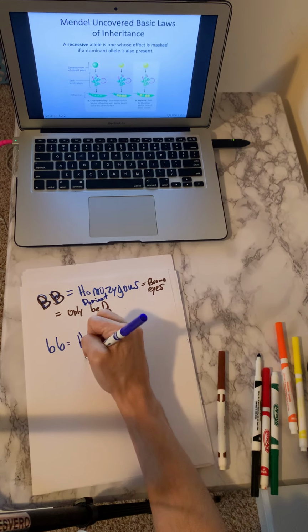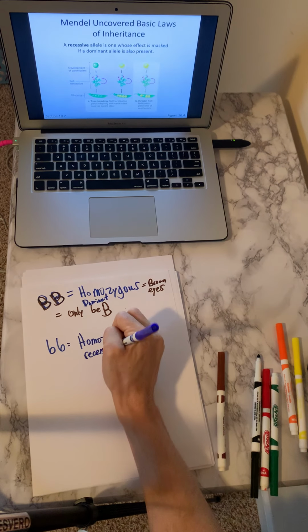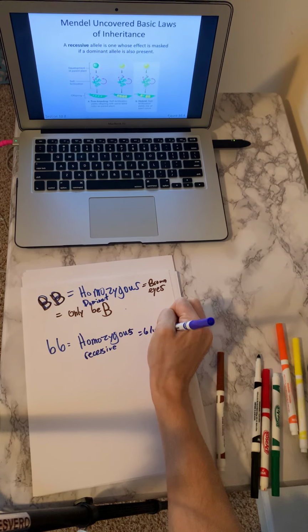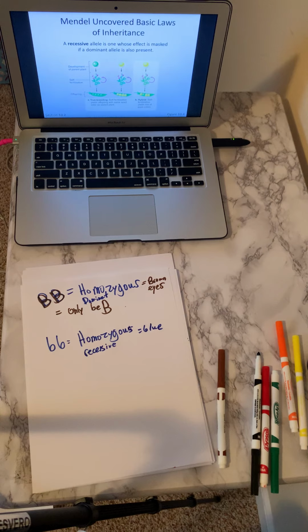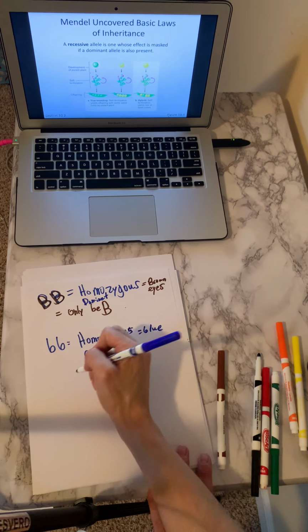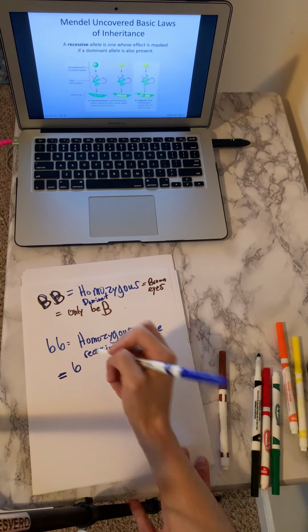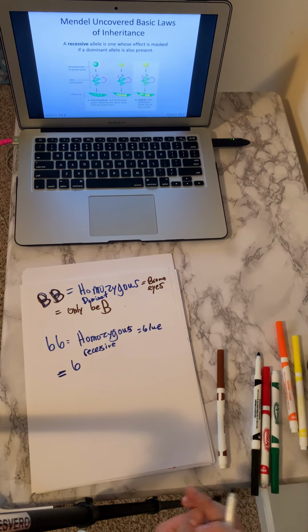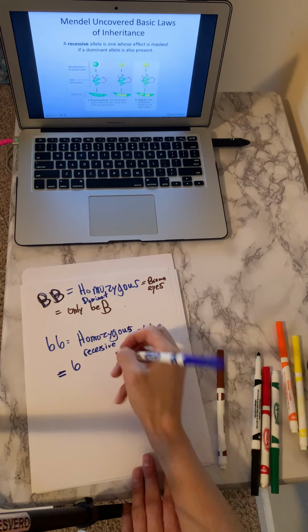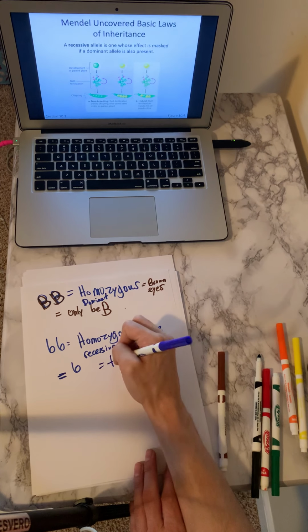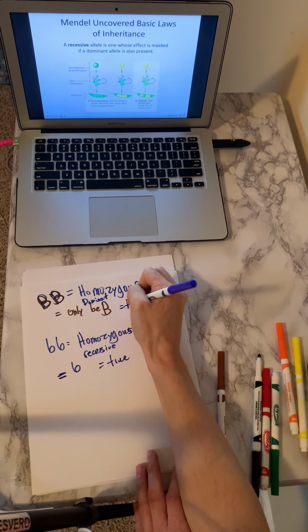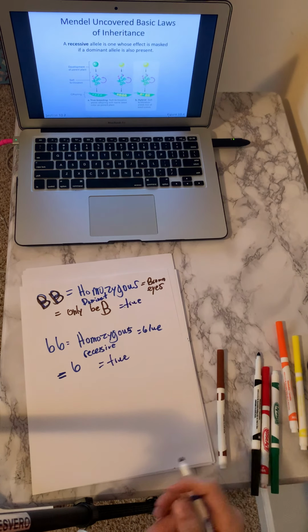But in this case, it's recessive. So when this organism is going to produce sperm or eggs, all 4 of those sperm or egg cells can only be little b's. That's all it has to give. So this organism is going to be true breeding, and this is also true breeding. That's all they have to give.